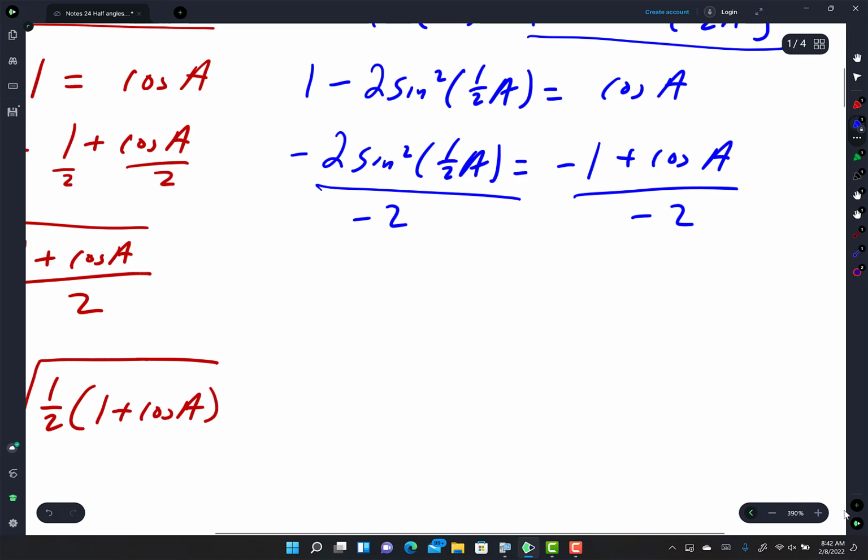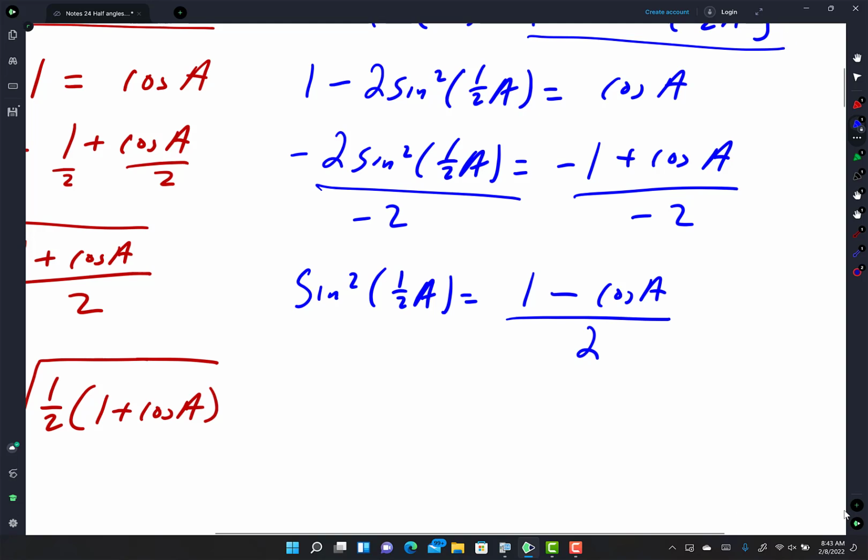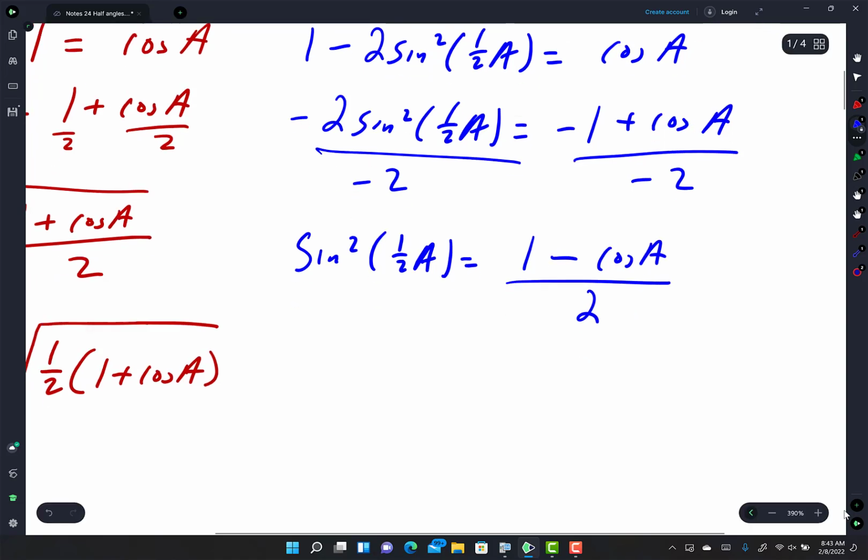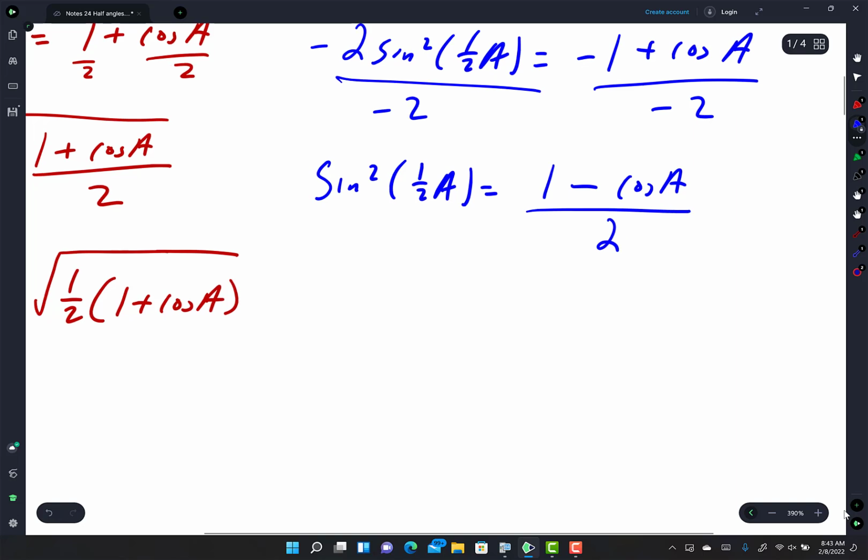We divide by negative 2, guys, so then we're going to have sine squared of half a equals negative divided by negative is a positive, so we're going to write 1 minus cosine a divided by 2. Notice that the 2 in the bottom is no longer negative because negative divided by negative was a positive and positive divided by negative is a negative. Are we okay? And last but not least, I need to do what?